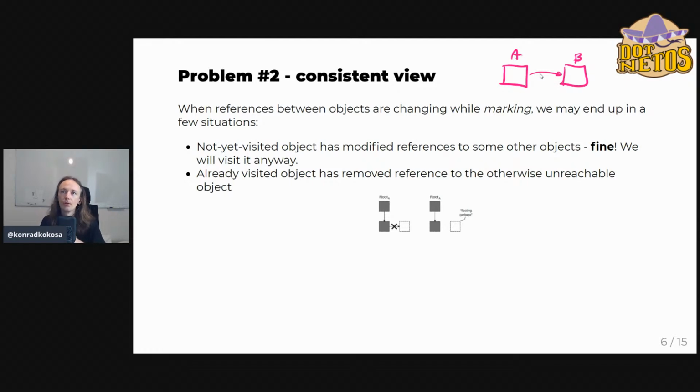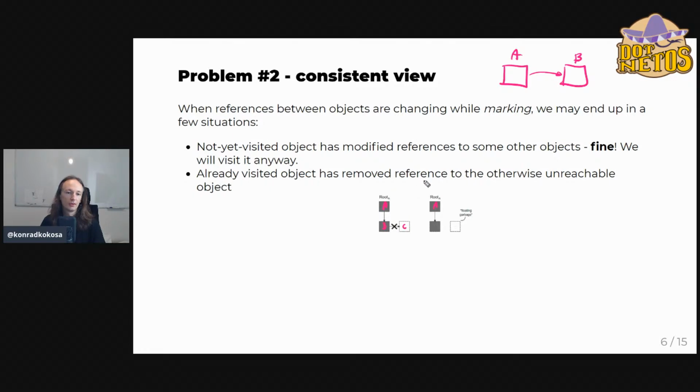Another scenario is more problematic: we have already visited an object, and this object has removed some reference to an otherwise unreachable object. So imagine the situation like I've described here, that we have object A that is referencing some object B, and then it referenced object C while we were traversing it. But it may happen that we have removed this reference after we have visited it.